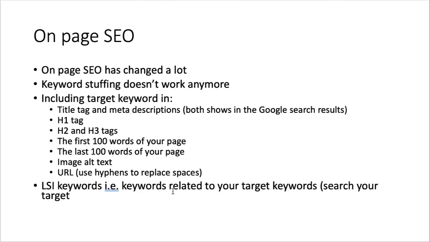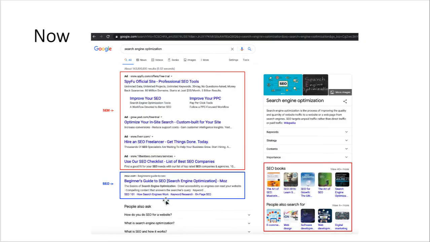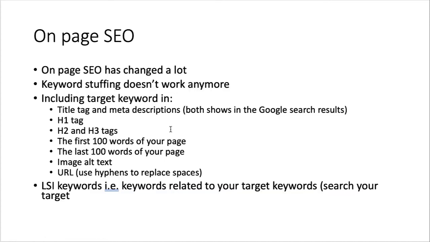The on-page SEO has also changed a lot. Keyword stuffing doesn't work anymore. Nowadays you need to include your target keywords in the title tag and meta descriptions. Those are the ones that show in the Google search results. So if you refer back to here, this is the title of the mouse page, and this is the meta description from that page. So it's important to include those when you create your website.